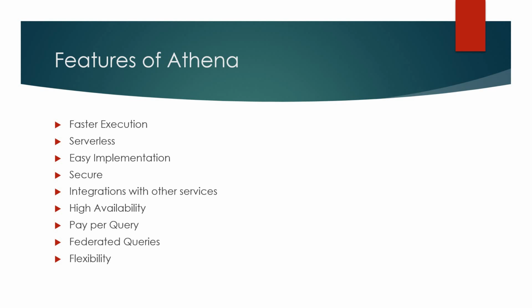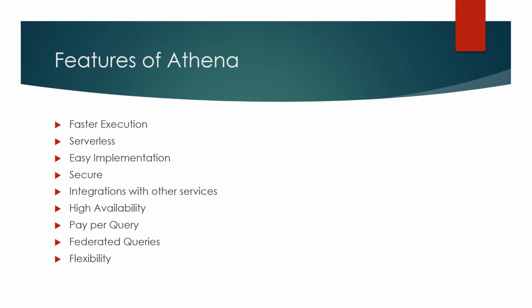The fourth one is security. What is the security here? Athena uses AWS Identity and Access Management, Amazon S3 bucket policies, and access control lists. The fifth is integration with other services. What are the services? Like AWS Glue and Amazon CloudFront. These are some of the services that Athena integrates with.